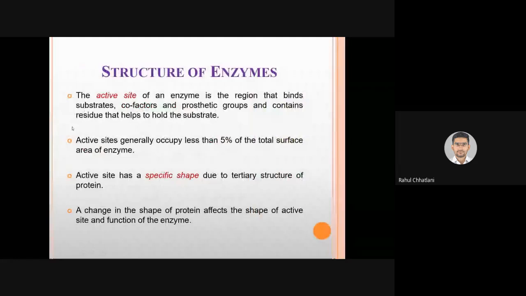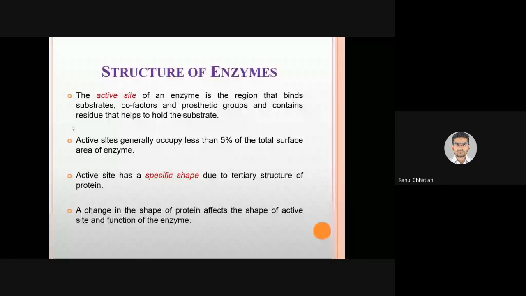Structure. The active site of an enzyme is the region that binds substrate, cofactors and prosthetic groups and contains residues that help to hold the substrate. Enzymes have a specific region. The job of an enzyme is to specifically speed up a process, and for that they have a specific site in the enzyme structure, which is called the active site. It is a region where many things can attach.